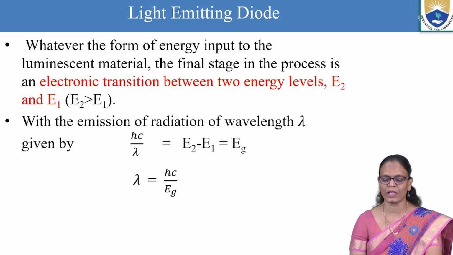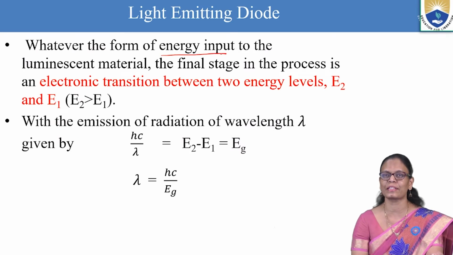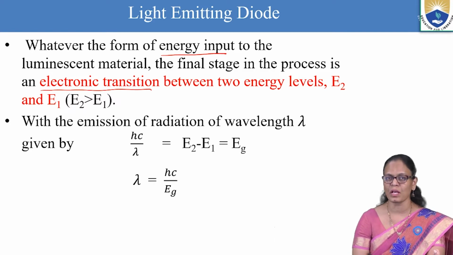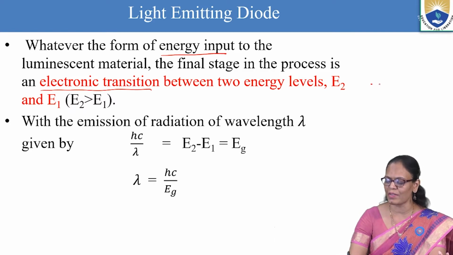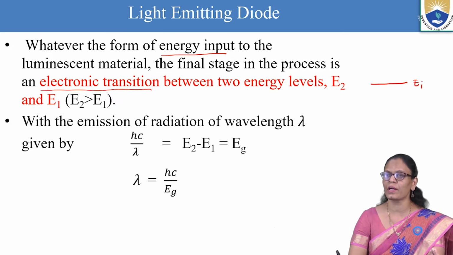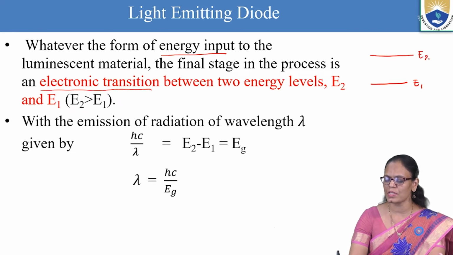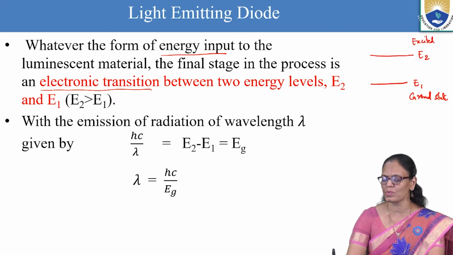Whenever we are giving an energy input to a luminescent material, the final stage in the process is an electronic transition. What is an electronic transition? The movement of electrons from one level to another level. For example, suppose we consider two energy levels, E1, maybe I call it the ground state, whose energy is less than E2. E2 is the higher energy level. Sometimes this E1 we also call the ground state, and E2 we call the excited state if there are only two states.